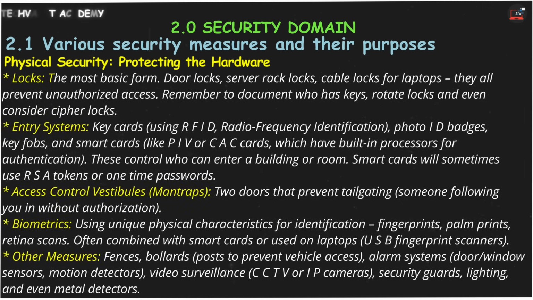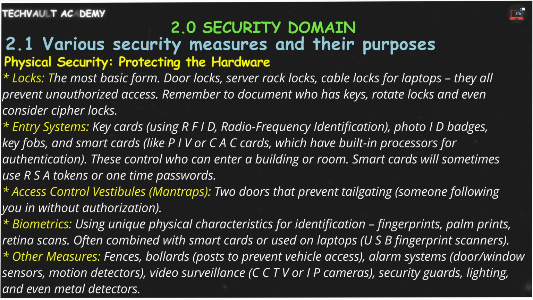Locks, the most basic form: door locks, server rack locks, cable locks for laptops. They all prevent unauthorized access. Remember to document who has keys, rotate locks, and even consider cipher locks. Entry systems: key cards using RFID, radio frequency identification, photo ID badges, key fobs, and smart cards like PIV or CAC cards, which have built-in processors for authentication. These control who can enter a building or room. Smart cards will sometimes use RSA tokens or one-time passwords.